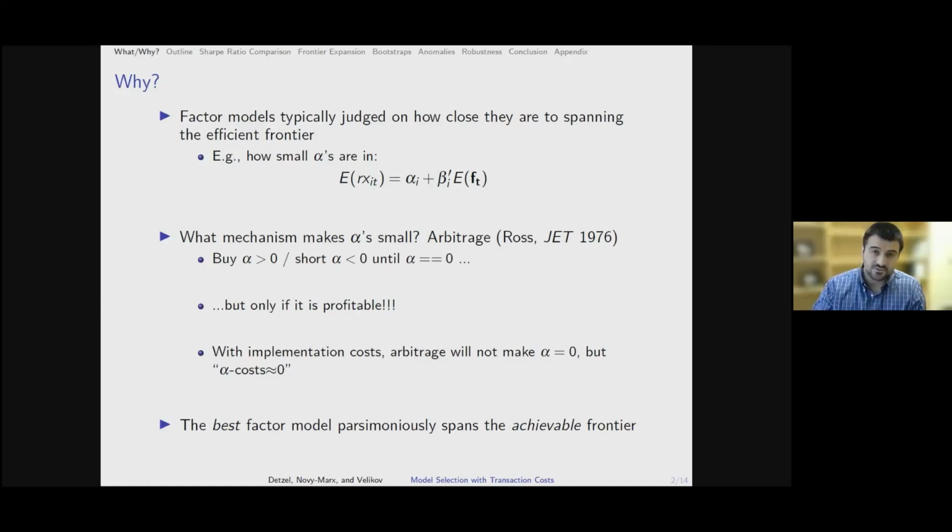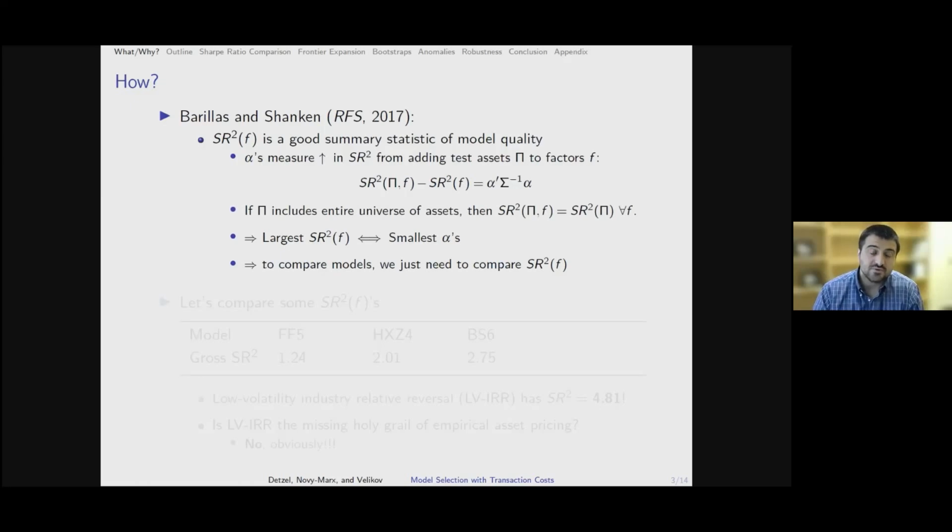The way we're going to try to address our question is by relying on a recent result in this literature. Barillas and Shanken in a recent paper essentially argued that a good summary statistic of model quality, and how close a model is to spanning the mean variance efficient frontier, is the maximum squared Sharpe ratio that you can achieve from the set of factors in the factor model under consideration.